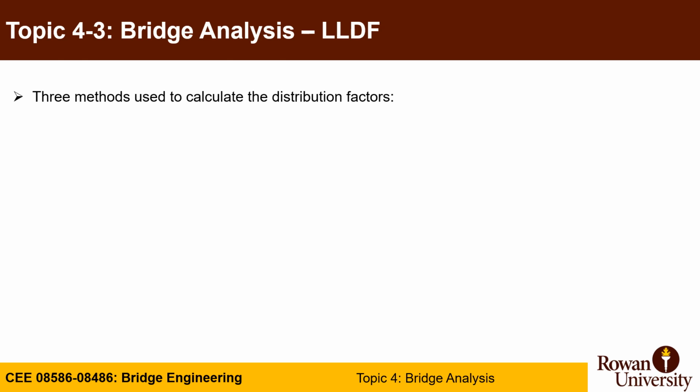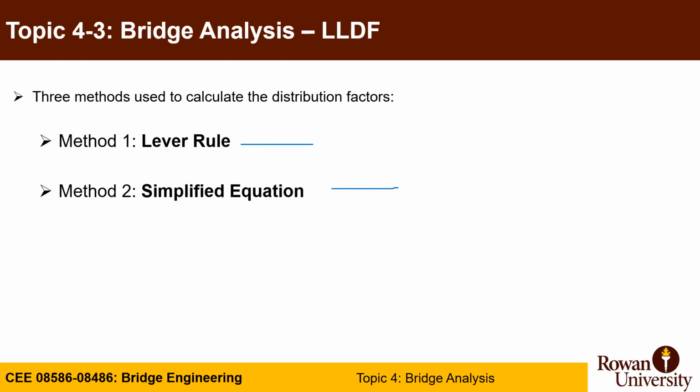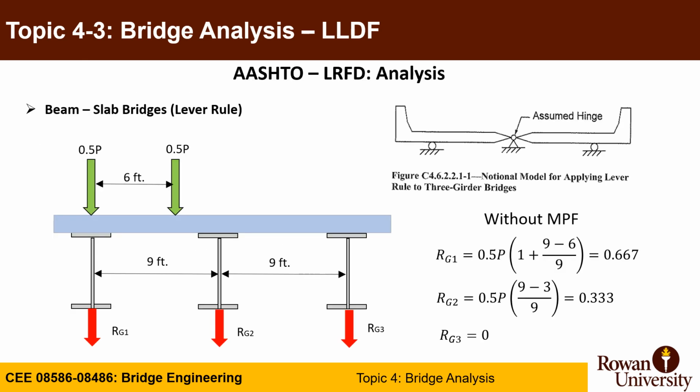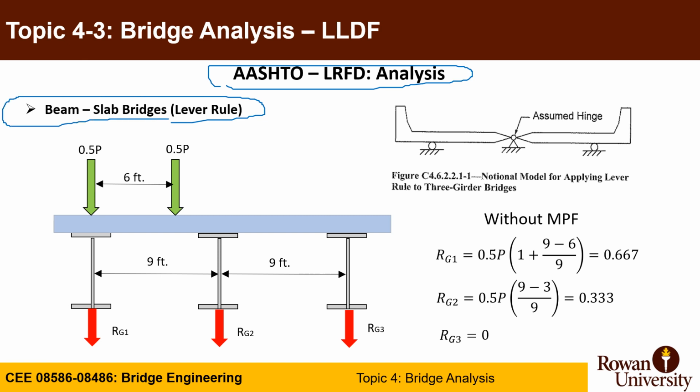So there are three methods. The first one is called the lever rule, the second one is the simplified equation by AASHTO, the third one is spatial analysis. So in AASHTO LRFD, there is a rule called the lever rule, and there are locations where you should calculate using the lever rule. Usually we use it for exterior girders.